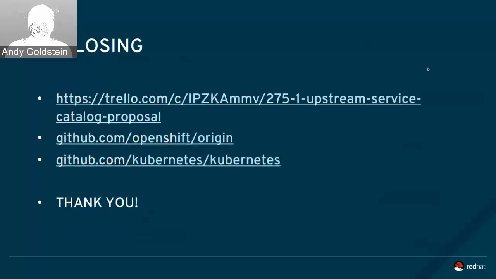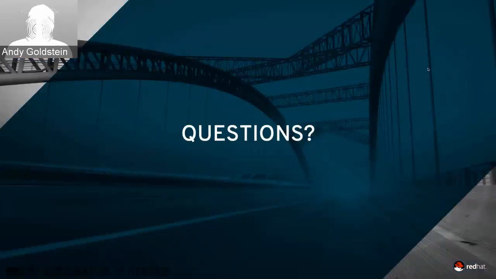So in closing, I want to thank everybody for listening. And the first link I have on the page here is the Trello card that we have for the proposal that exists upstream in the Kubernetes repository. The second link is to our OpenShift Origin codebase, and the third link is to Kubernetes. And I want to thank everybody again for listening, and I will turn it over to questions at this point.